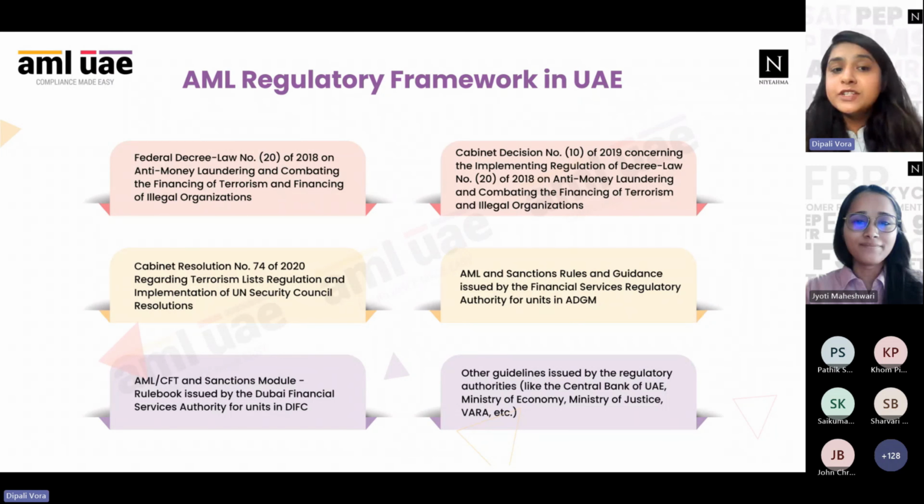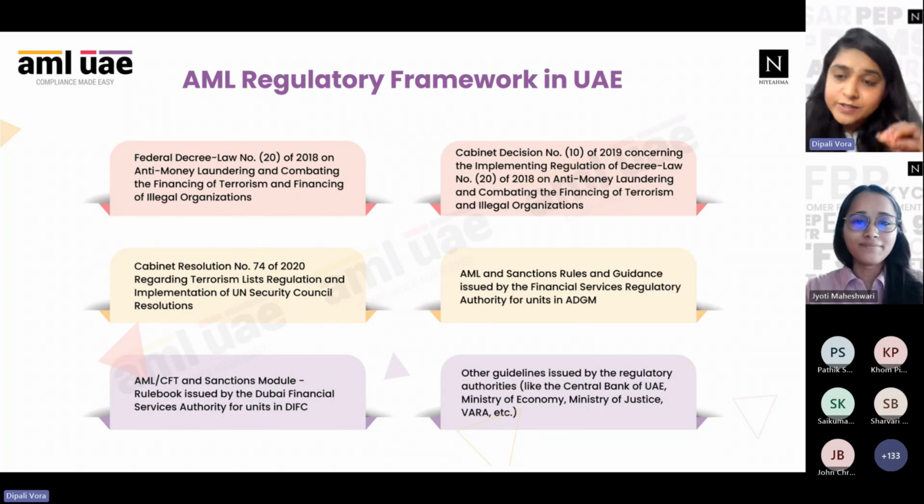Now, we also have Cabinet Resolution number 74, which talks about terrorism regulation or implementation of UN Security Council resolutions. In these regulations, the requirement of screening and freezing measures is given in Cabinet Resolution number 17, which we are going to briefly discuss in today's session. Apart from that, there are certain regulations issued by specific authorities like ADGM and DIFC. They have their separate rule book. So the companies operating in ADGM and DIFC are required to comply with the rule book issued by their supervisory authority, as well as the Federal Cabinet and Cabinet Resolution 74.